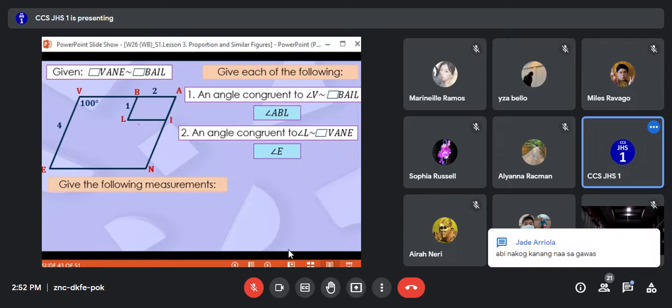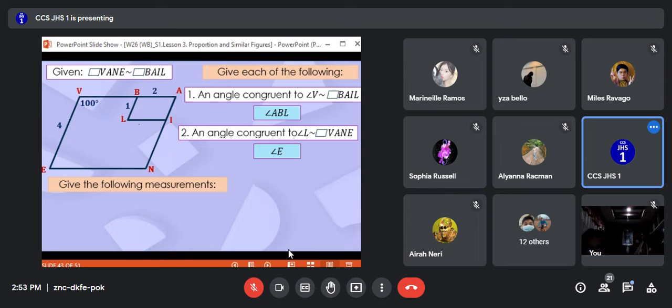Okay, next. What do you mean? Congruent means they have the same measurements. Or you can look at the letters in the given, VANE and BAIL. V corresponds to B. A corresponds to A. N corresponds to I. E corresponds to L. So mind the notation, class, for similarity.